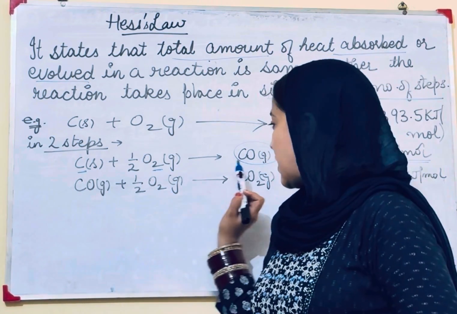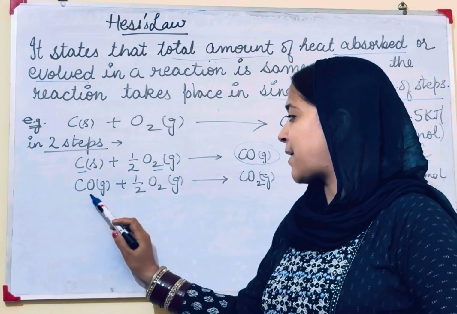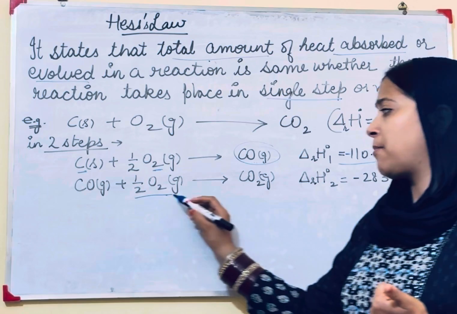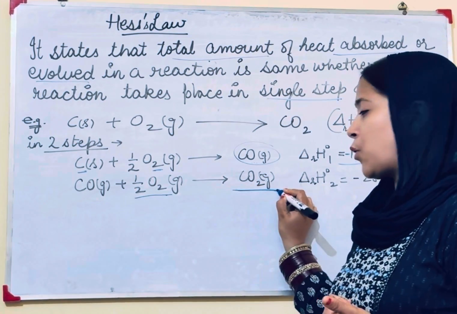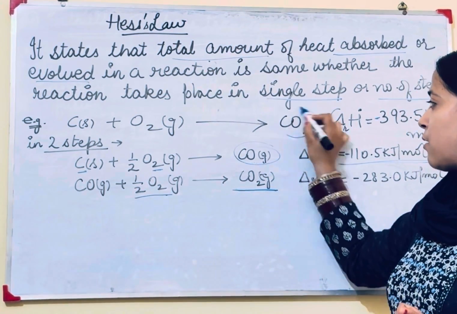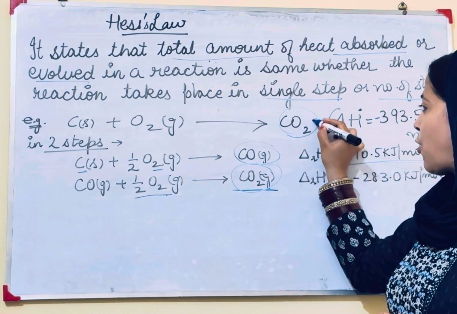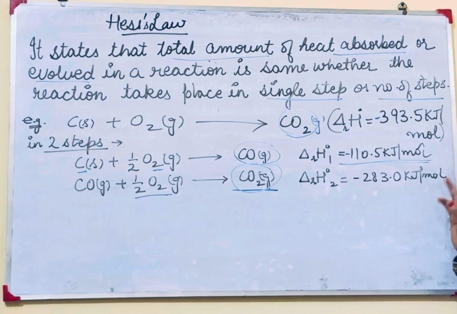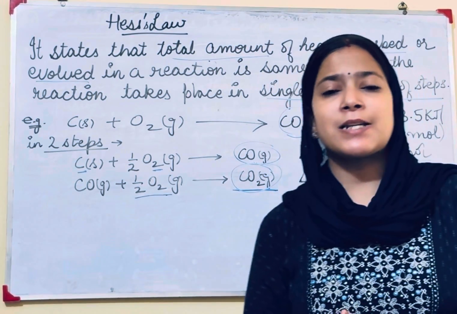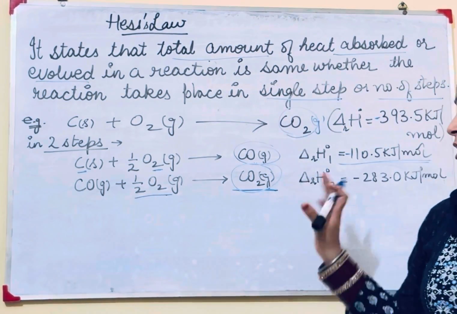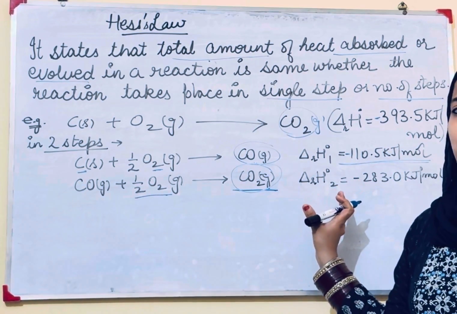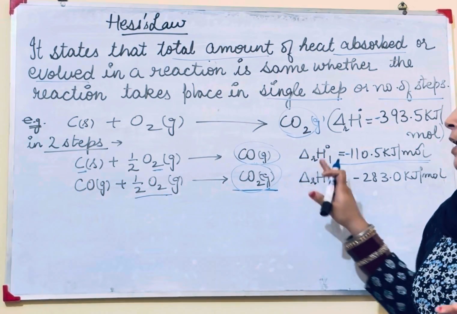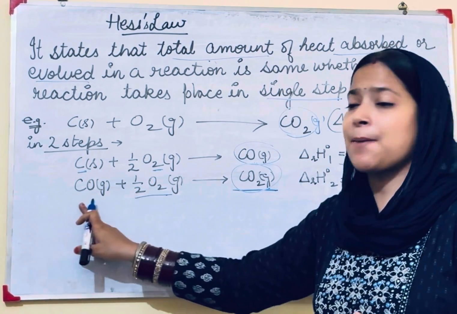In the next step, this carbon monoxide now acts as a reactant and it will react again with half a molecule of oxygen, meaning one oxygen, and it will form CO2. So we get CO2 from here and CO2 from here. So the enthalpy of this reaction is this. If we talk about multiple step reactions, this is not the enthalpy of the complete reaction. This is the enthalpy of this step of the reaction, and this is the enthalpy change of this step of the reaction.